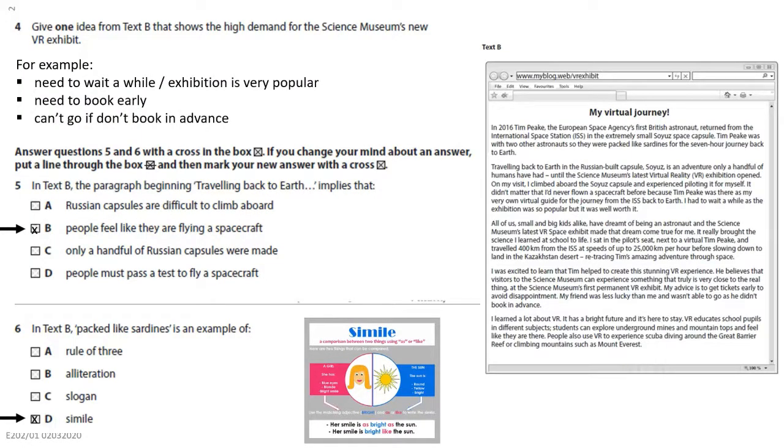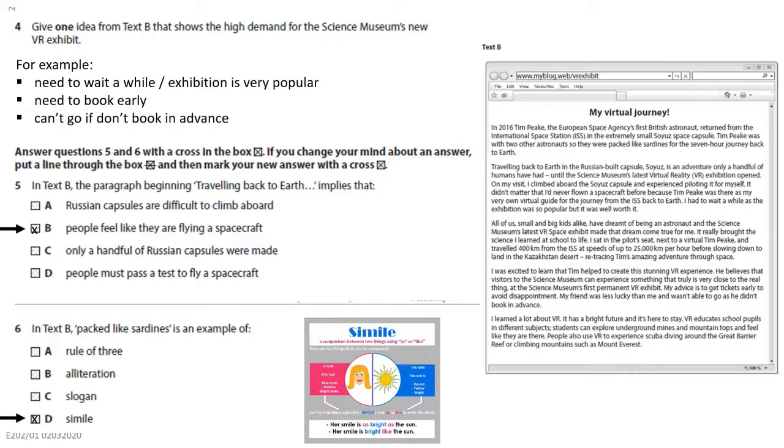Moving on to the questions here, what we have again is the text and the questions. So example 4, give one idea from text B that shows a high demand for the Science Museum style VR exhibit. You just have to give it an example, one idea. I've given 3 here that actually are in there.